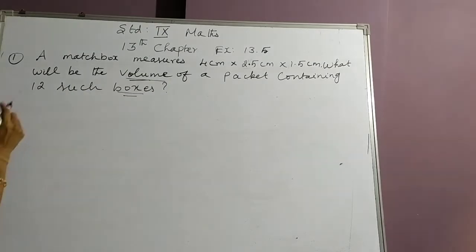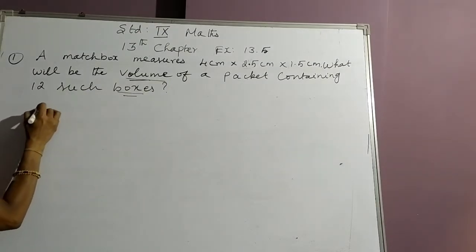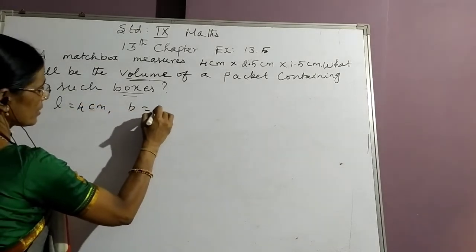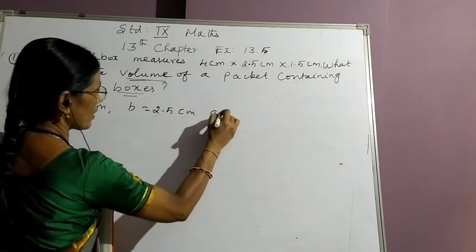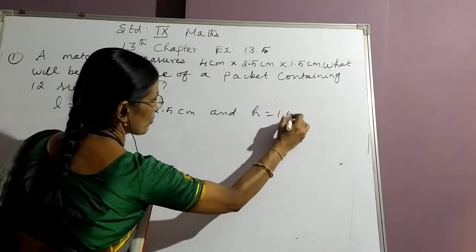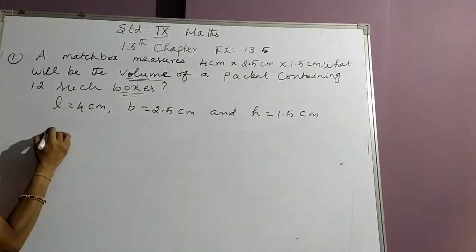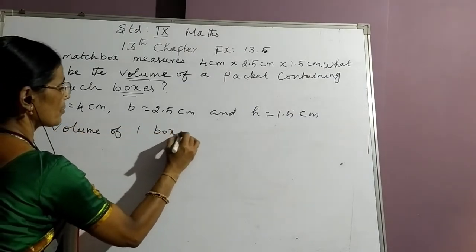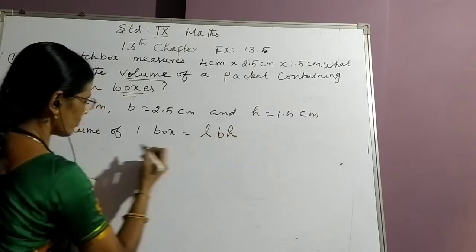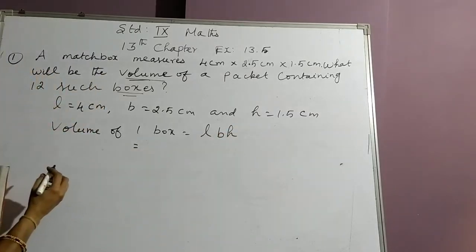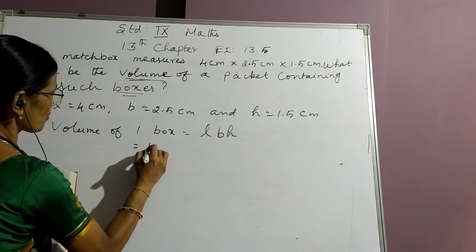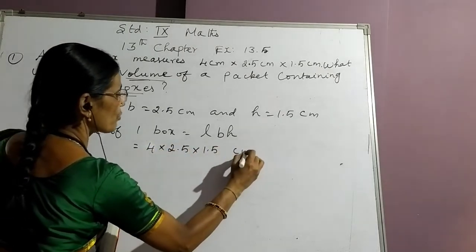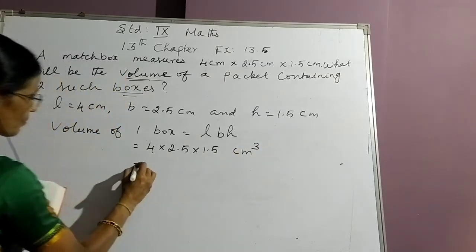boxes can be found. So I write here, length equal to 4 centimeter, breadth is 2.5 centimeter and height equal to 1.5 centimeter. Volume of one box is equal to the volume of cuboid, which is equal to length into breadth into height. So it is 4 multiplied by 2.5 into 1.5 centimeter cube.